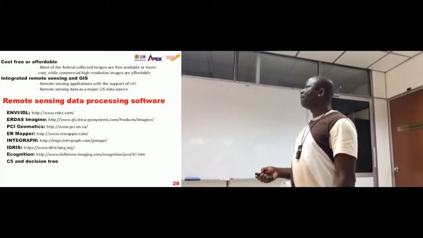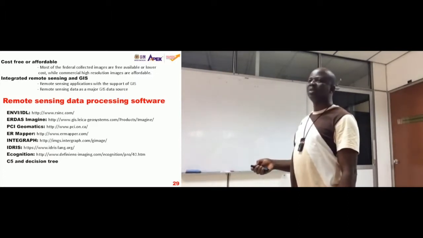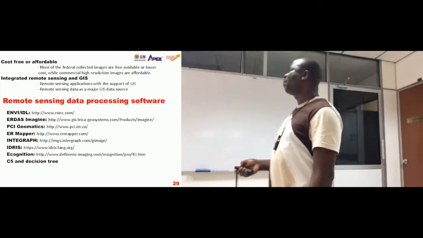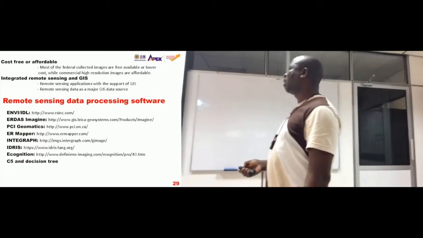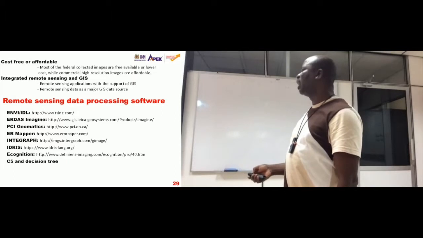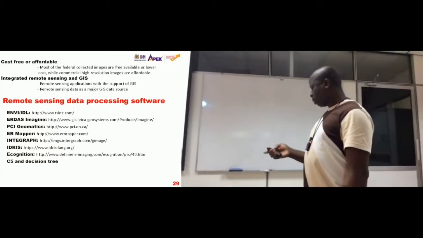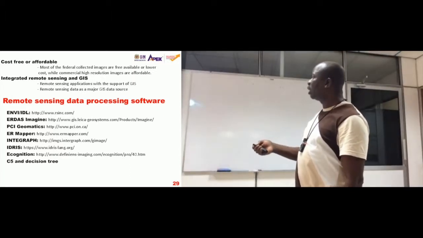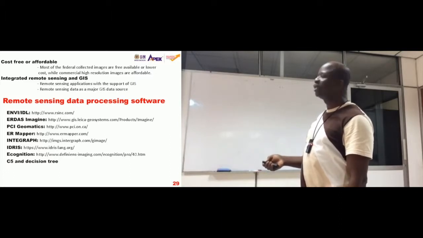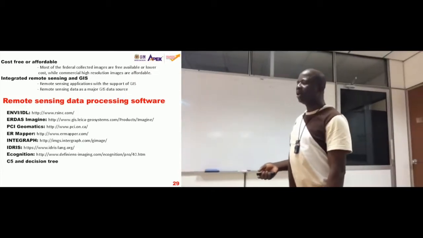You have ENVI, ERDAS. The one I use is PCI Geomatics. Then ArcMap, Intergraph, IDRISI, and the C5 decision tree. I've tried to learn how to use the most recent one, which is the C5 decision tree, and it is not so common. The links to this software are here. In case you are interested, you can always go there to download for student use or for personal use.